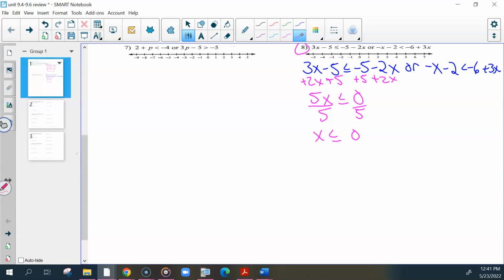On the other side, I like my variables on the left, so I'm going to move 3x to the other side. We have negative 4x, and add 2 to the right. It's less than negative 4. And divide both sides by negative 4. Remember that when you divide by a negative, your sign changes direction. So this will now be x is greater than 1. And you need an or in between your 2 answers.